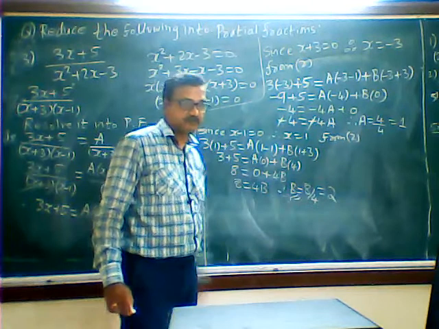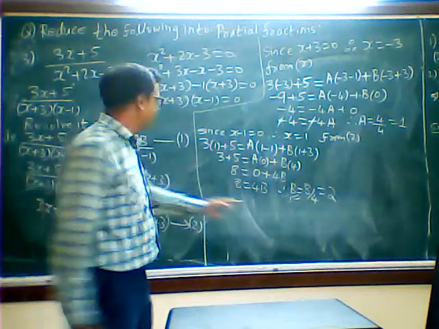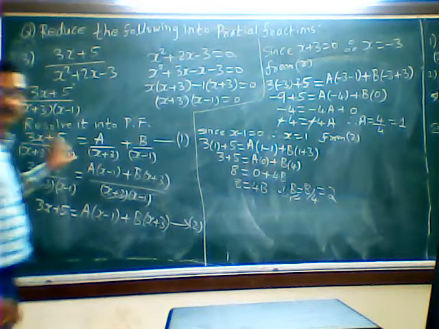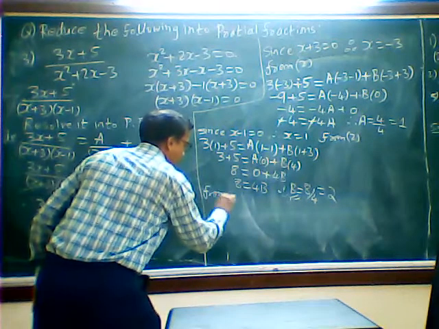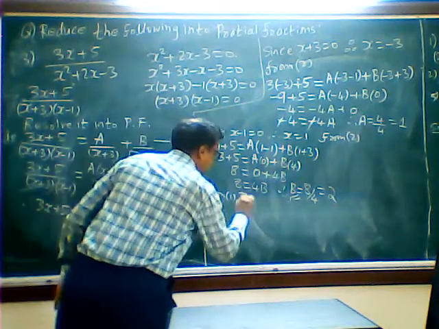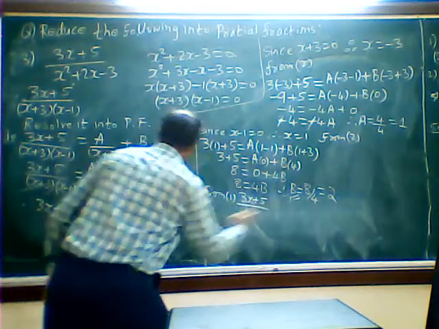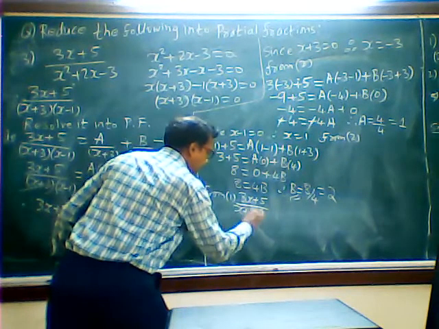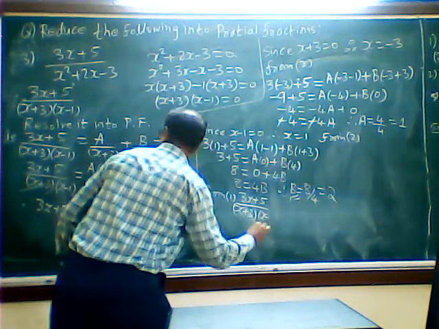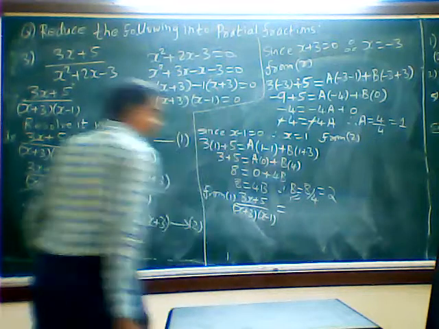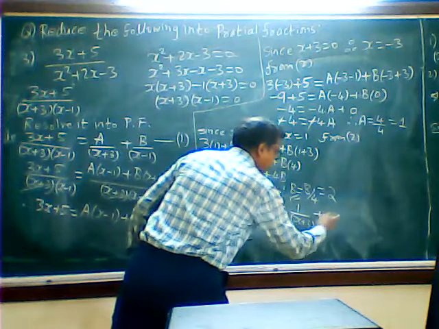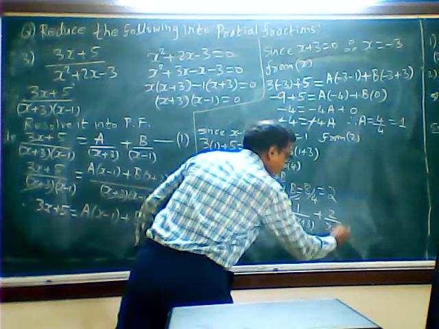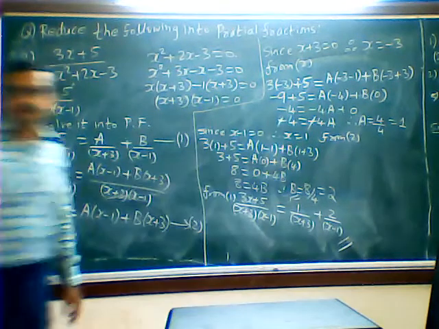Now I put this A and B value in equation 1. That is the answer. From 1, 3x plus 5 divided by x plus 3 into x minus 1 is equal to A, which is 1, upon x plus 3 plus B, which is 2, upon x minus 1. Done. Okay.